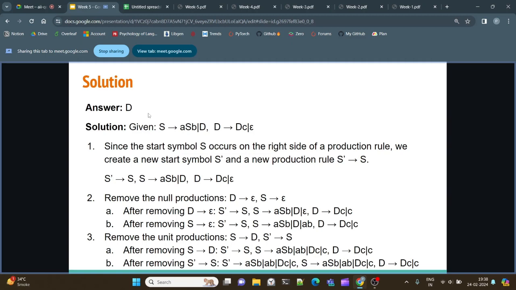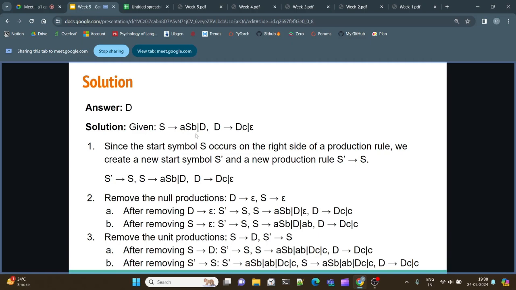Excuse me, ma'am. How will A and B combine? S goes to A S B. Since it's here, not epsilon, S should come, so consider S. The epsilon for B. So epsilon is there for D.